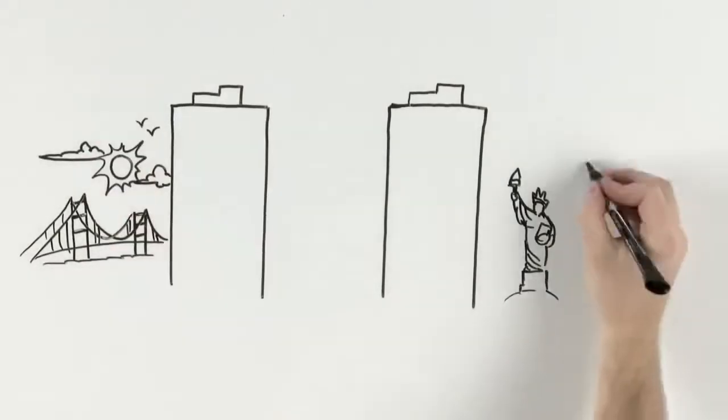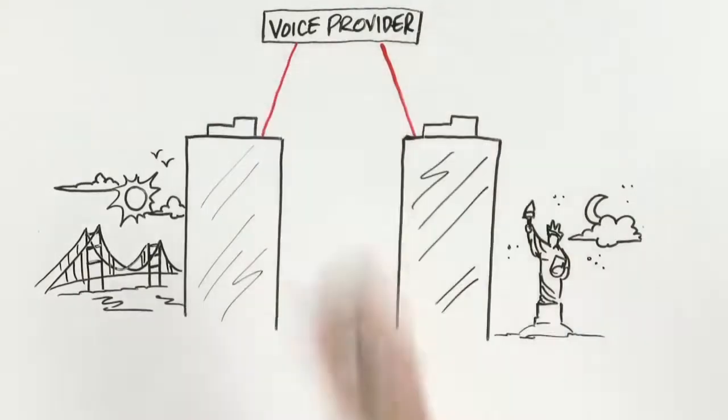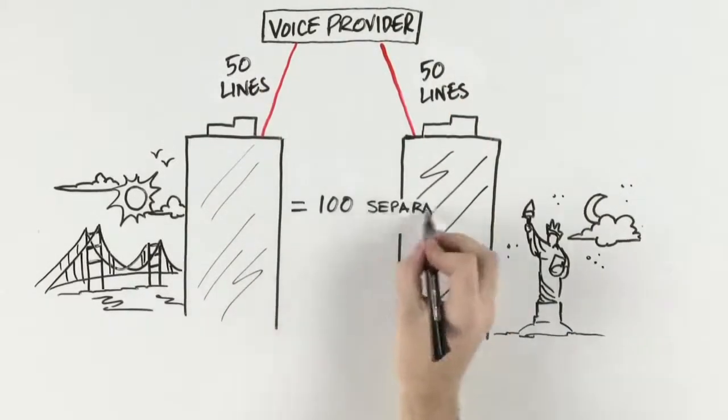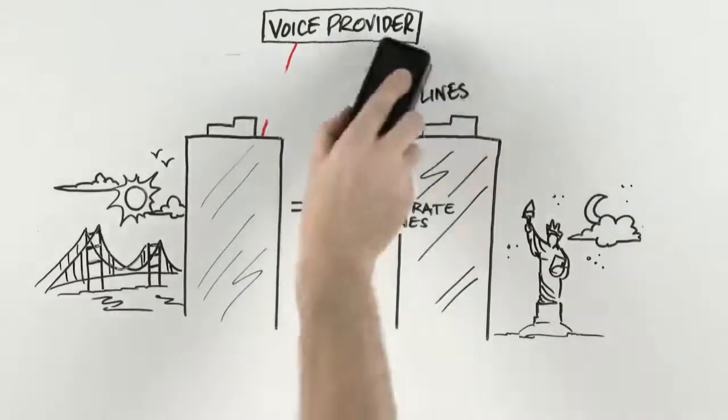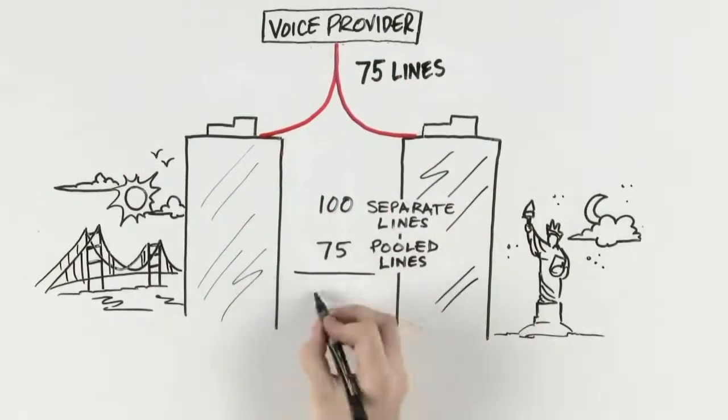Next, with Level 3, you'll also get a feature called Pooled Concurrent Call Paths that can save you as much as an additional 10%. Without Pooled Concurrent Call Paths, you have to design for maximum usage at each of your office locations. With this feature, you can share phone lines, and you only need to have enough to cover the maximum usage across all locations.